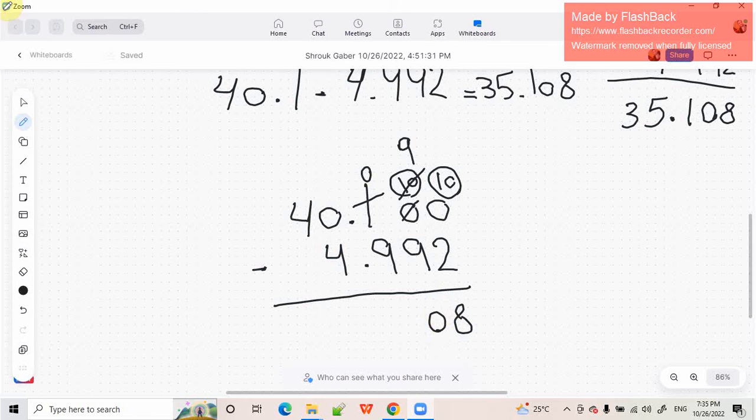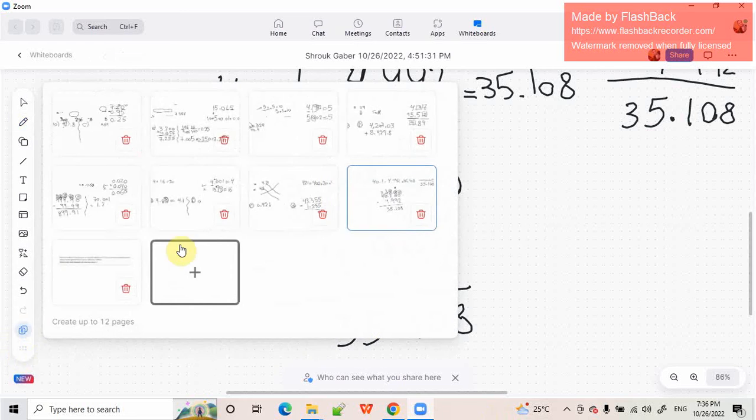0 minus 9 doesn't work. It will be 10. And how can we take 1 from a 0? I can't, so I will take 1 from a 4. 4 will be 3. 0 will be 10. I can take 1 from the 10. 10 will be 9. And 10 minus 9 equals 1. 9 minus 4 equals 5. And bring down 3. Okay, let's take the last page.